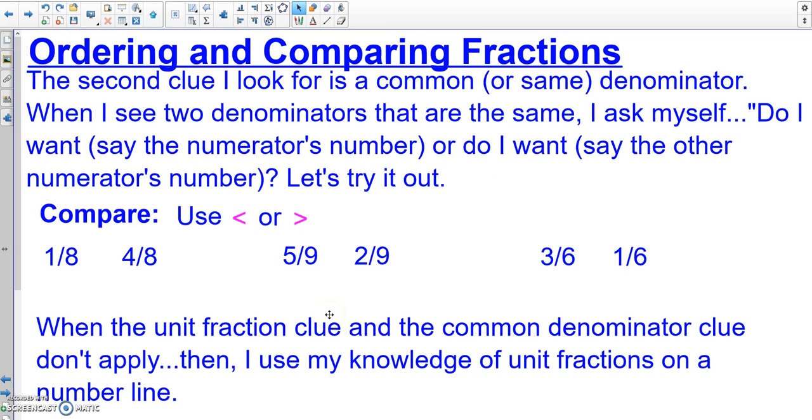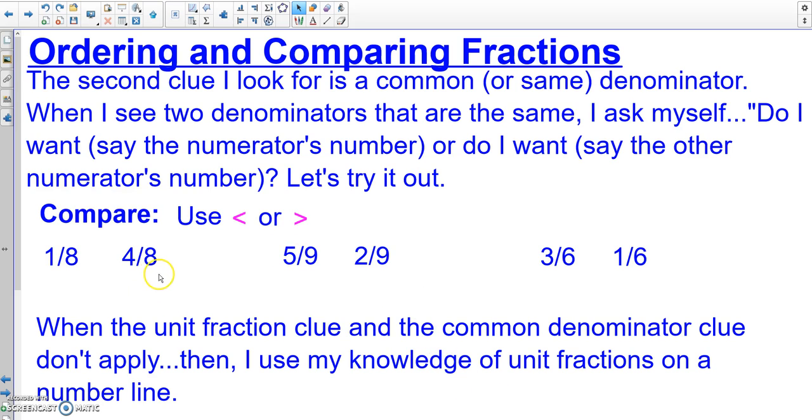The second clue I look for is a common or same denominator. When I see two denominators that are the same, I ask myself, do I want, and I say the numerator's number, or do I want, and I say the other numerator's number?